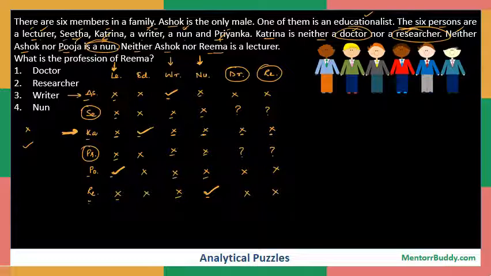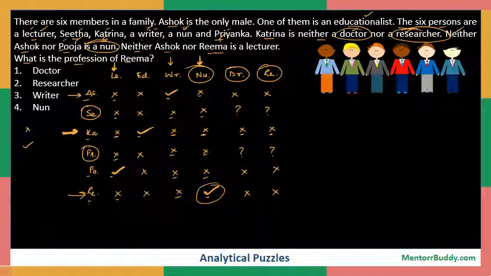So let's see if we can answer this question, which says what is the profession of Reema? If I go across, Reema is in the last line. And what is the profession of Reema? It is the nun. And therefore, the answer to this question becomes neither a doctor nor a researcher. She cannot be a writer as well, and thus it becomes none. So therefore, the profession for Reema is none.